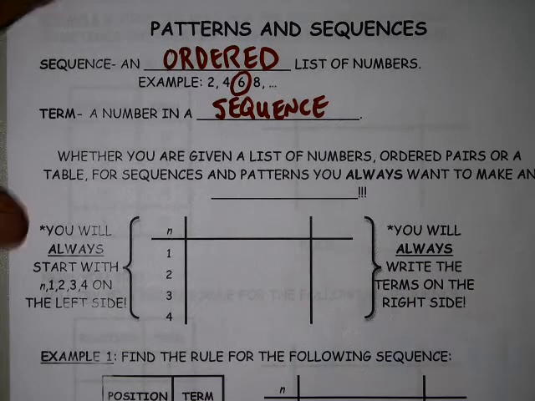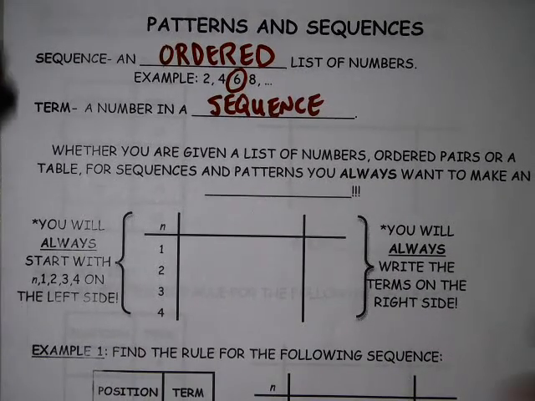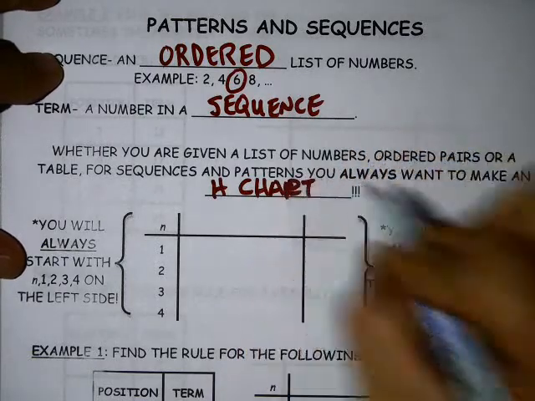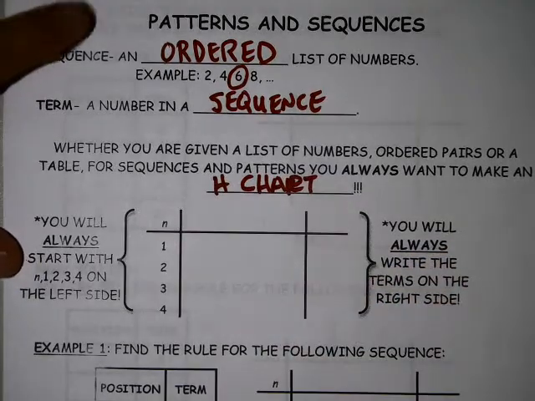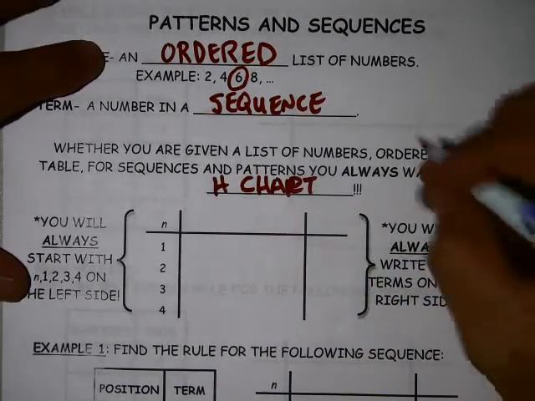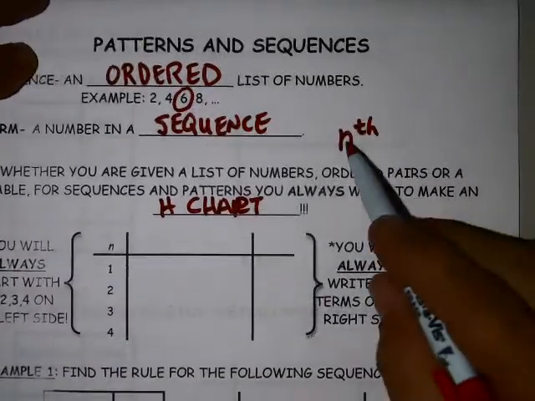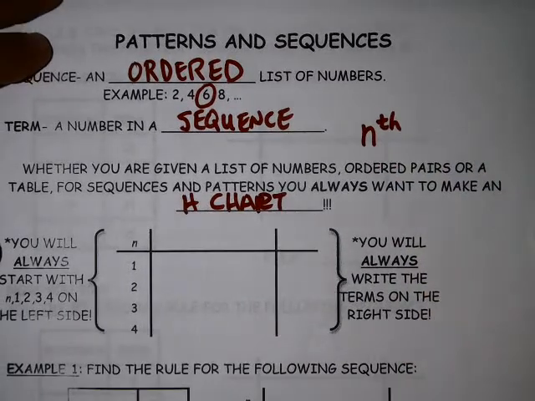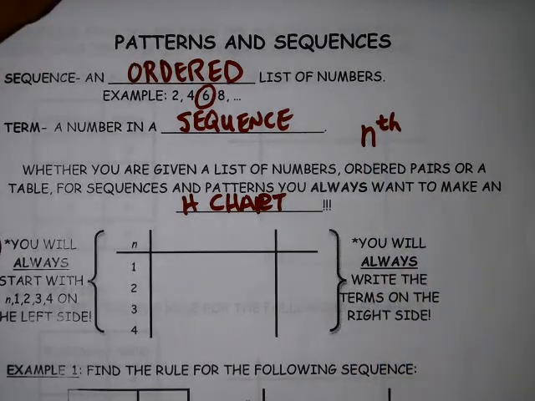Now, whether you're given a list of numbers, ordered pairs, or a table for sequences and patterns, you always want to make what's called an H chart. And it looks like what you see below. An H chart, where you have the letter N. The letter N is always used when we do sequences. The nth term, like the 10th, the 5th, the 4th, the term that you're looking for, the N is the number that you will use for this. It's always used for sequences.